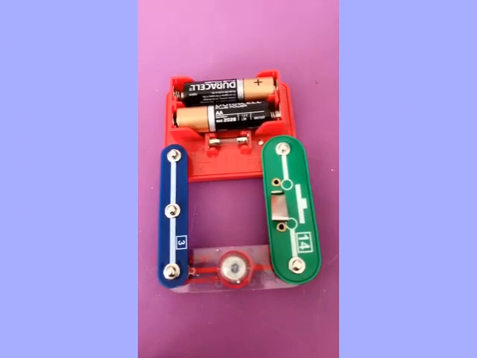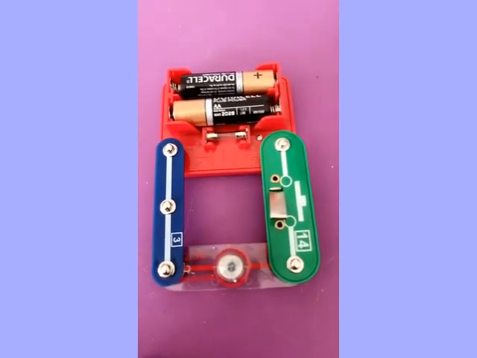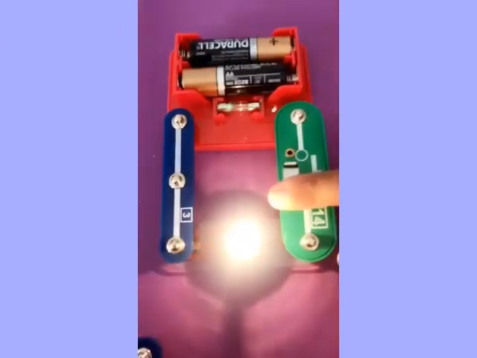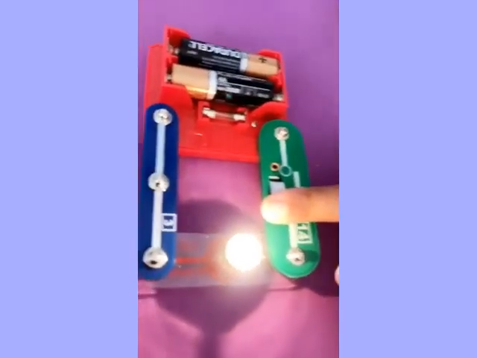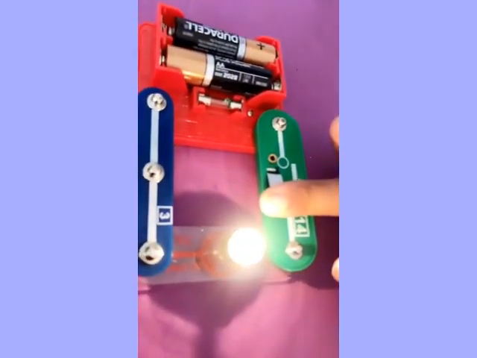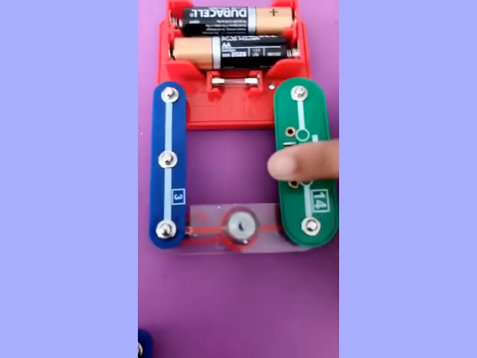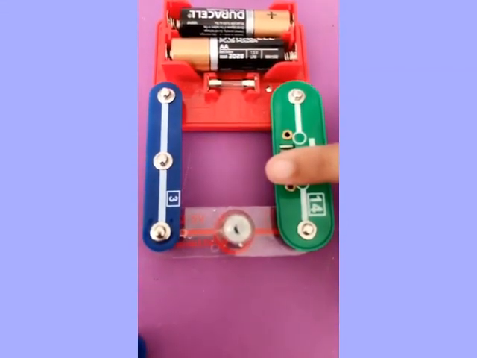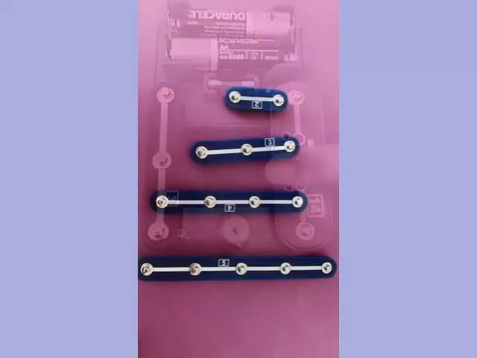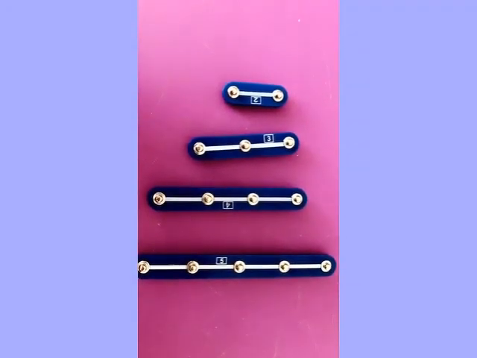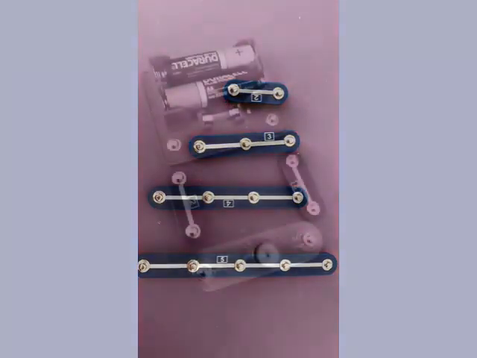I've set up this simple circuit. If you press the switch, I want you to observe the brightness of the bulb. So as you can see, it's quite bright, right? What we're going to do is test using different length wire. I've got here four different lengths of wires, so I'm going to use the longest and the shortest to do this.